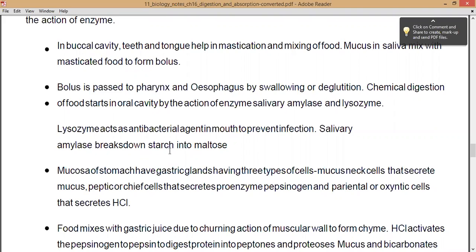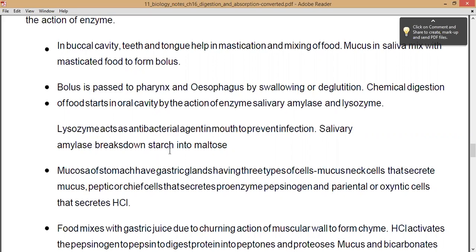Second is the peptic cells, and these peptic cells are responsible for secreting an inactive enzyme, which is known as pepsinogen. This enzyme is responsible for the partial digestion of the proteins. So the digestion of proteins taking place in the stomach happens with the help of the pepsinogen enzyme, which is secreted by the peptic cells.